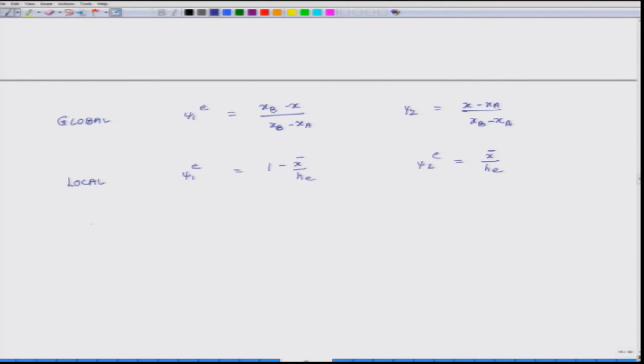If there are a total number of n elements overall, and all of these are linear elements, then the total number of nodes globally will be how much? N plus 1. So, I will make it chota n, small n.